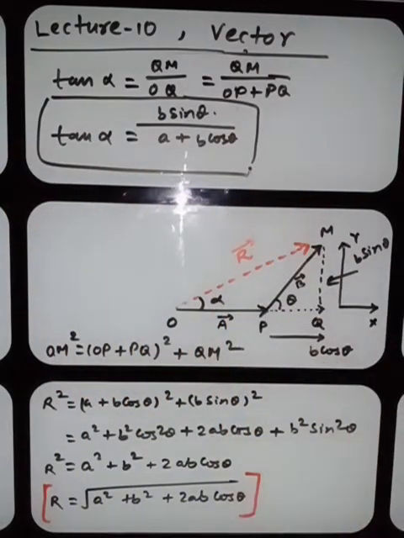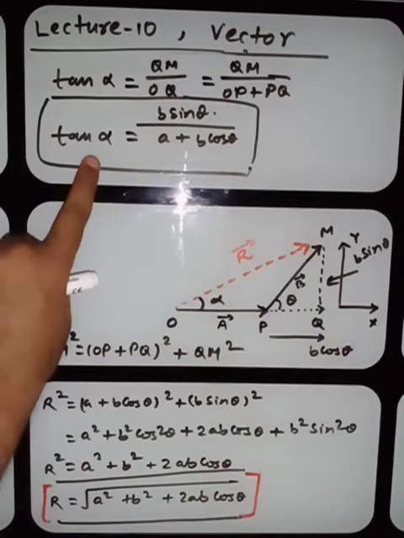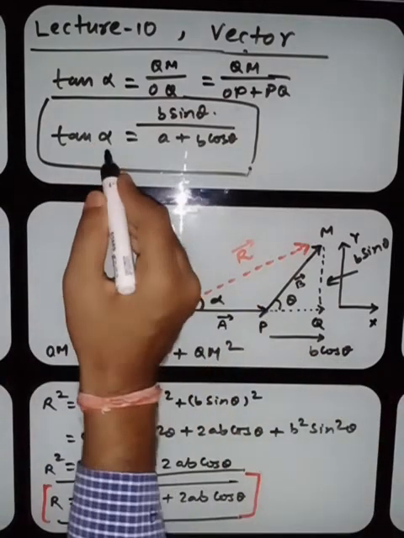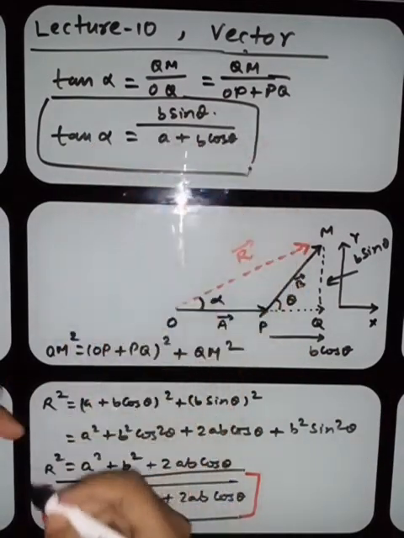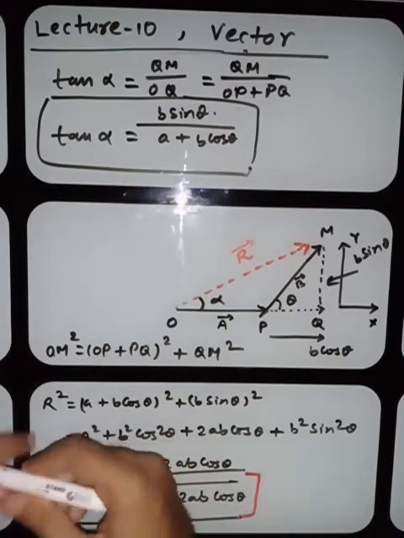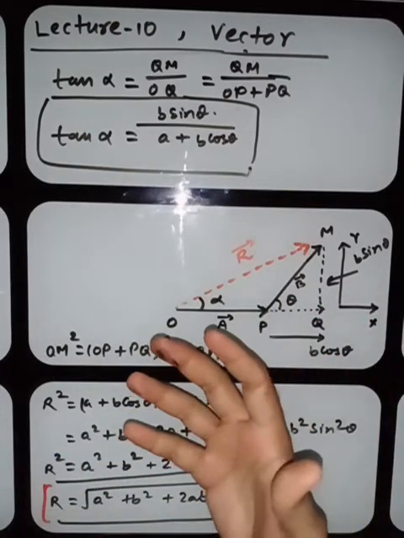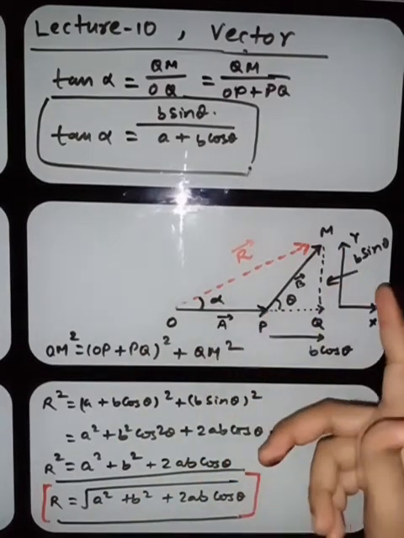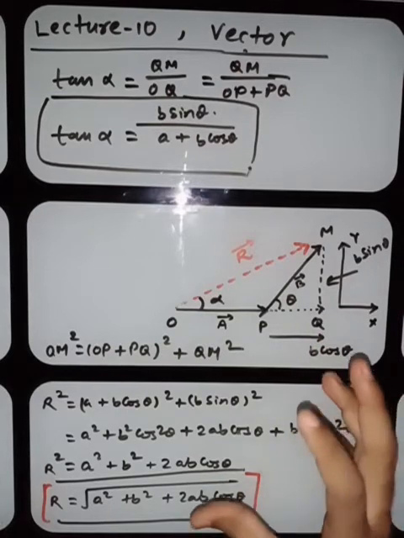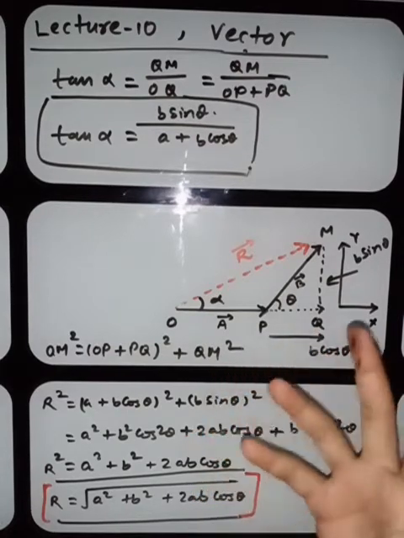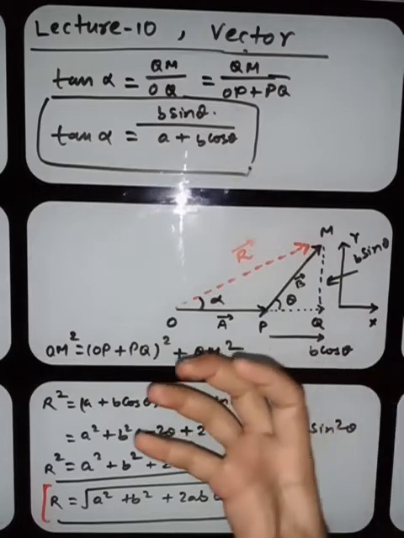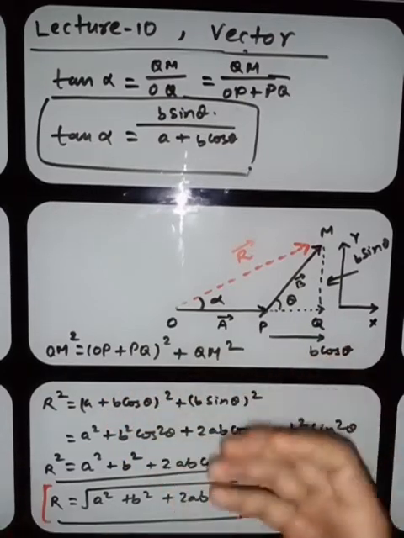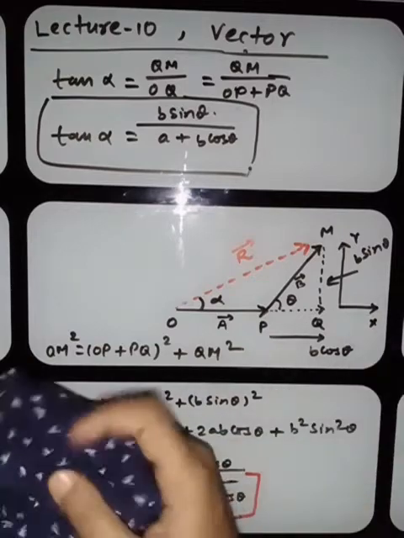This will be the formula for the direction of resultant. So we have two formulas here: one for the magnitude of resultant and one for the direction of resultant. This alpha can also be written as tan inverse of B sine theta over A plus B cos theta. Now let me discuss a few important points: what will be the maximum value, what will be the minimum value, and what will be the condition if the two vectors are inclined at certain angles.